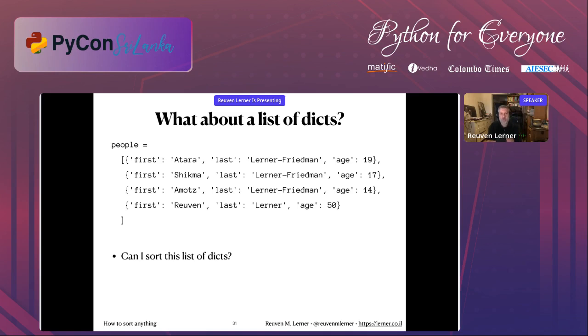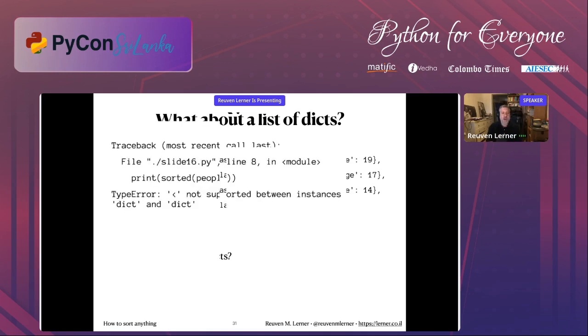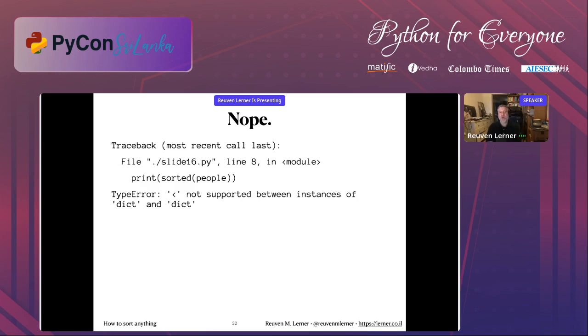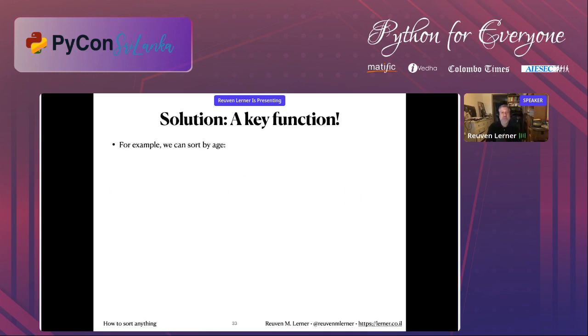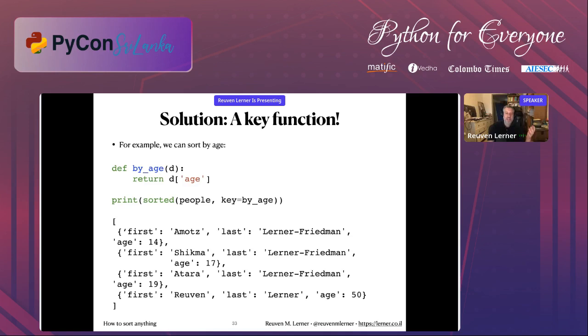So, okay, can I sort this list of dicts? And the answer is no, not really. Why? Because if I run sorted on people, Python will give me an error: less than is not supported between instances of dict and dict. You can't do it. But I can use a key function. So let's say I want to sort by age. I can say def by_age(d): return d['age']. That means we're going to pass each dictionary to by_age. That's going to be our key function, and we're going to return the value associated with the age key. So I say print(sorted(people, key=by_age)). Voila. Sorted by age: 14, 17, 50.